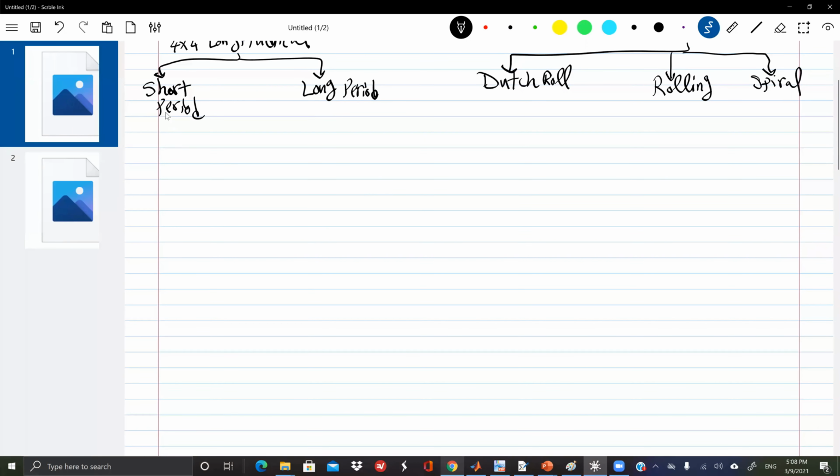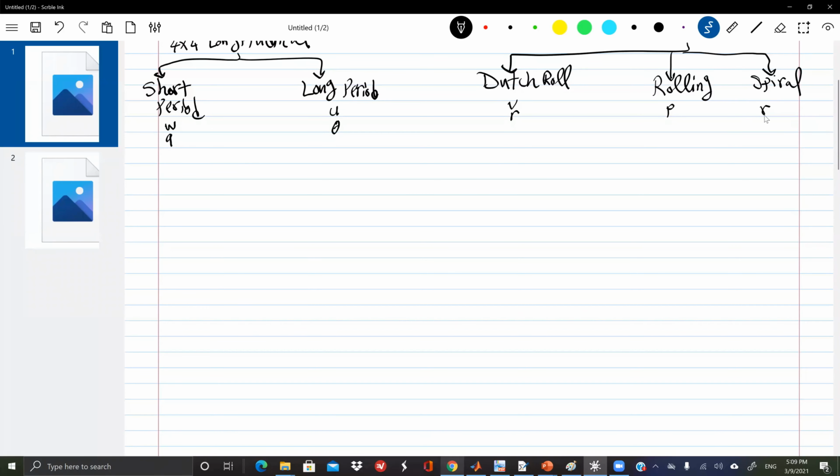This is an oscillatory mode, 2 states, the short period, W and Q, right? Oscillatory mode, long period, U and theta. Oscillatory mode, Dutch roll, beta and R, or V and R. The other 2 modes are not oscillatory. So this is the rolling mode P, and the spiral mode about the R dynamics, but it's not the yaw dynamics. The yaw dynamics is here in the Dutch roll mode.